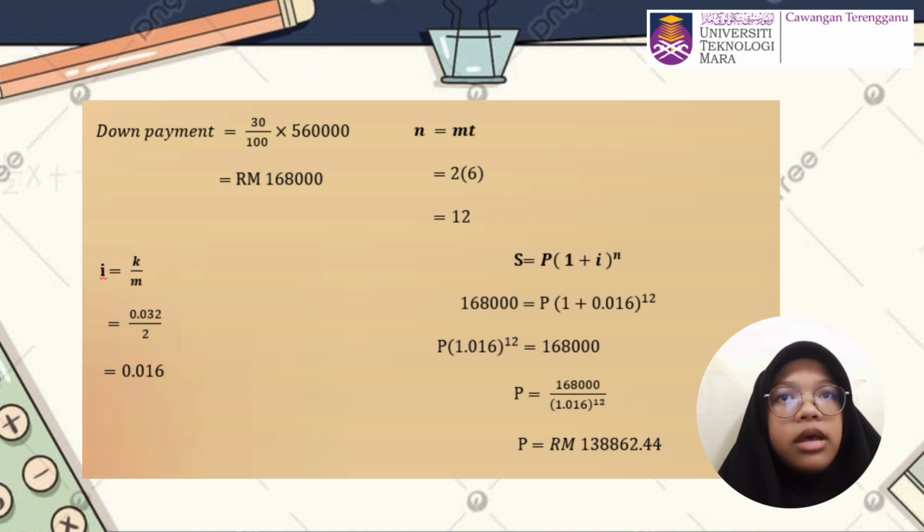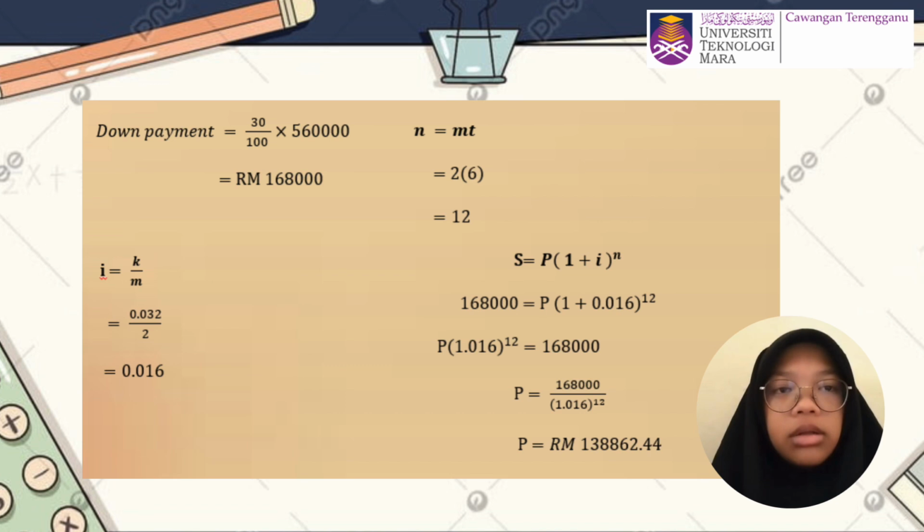To find i, we will use the formula i equals r over m. So we got 0.032 over 2, and the answer for i is 0.016. To get n, we will use the formula n equals mt, and we will get 2 times 6, and the answer is 12. To get the P, we will use the formula S equals P times 1 plus i to the power of n.